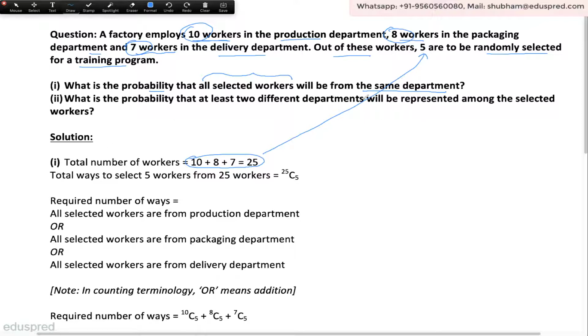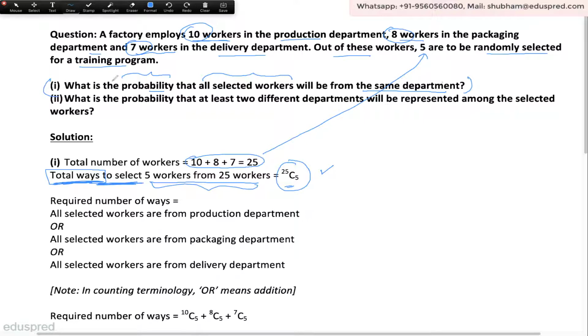So what are the total number of ways to select 5 workers from 25 workers when the order doesn't matter? Well, it's going to be 25C5. Okay, these are the total ways to select 5 workers from the 25 workers. Now let's figure out the required number of ways, and then to find the probability, we will just do required number of ways divided by the total number of ways. So we know the total number of ways. Now let's see what are the required number of ways for this first part.